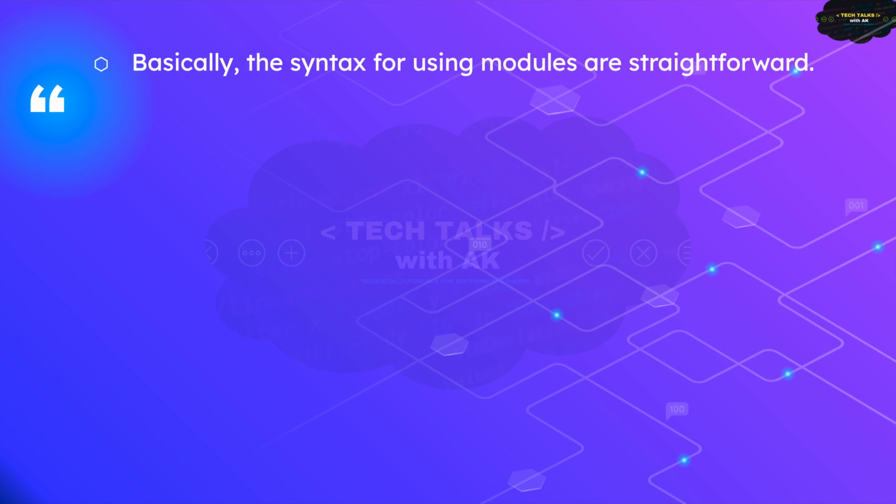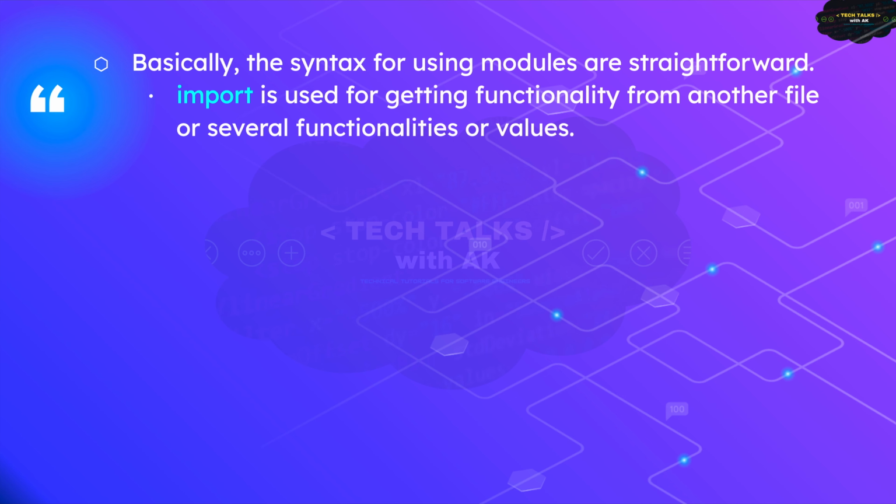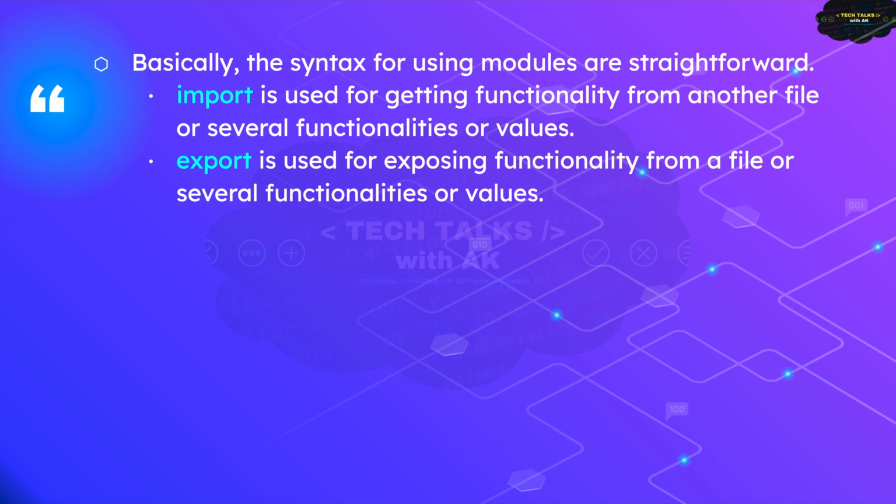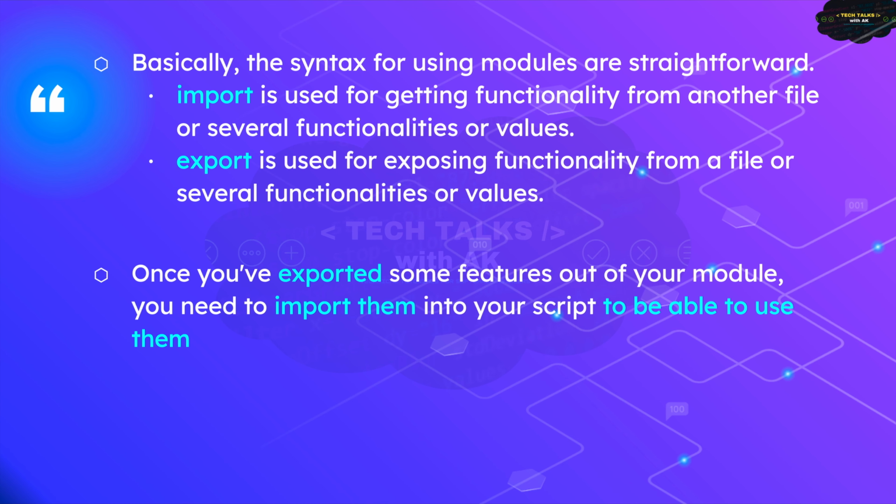The syntax of using ES6 modules is straightforward. We use import for getting functionality from another file, several functionalities, or several values or one value from another file. We use export for exposing functionality from a file, or several values from a file. So import is to import from another file, and export is to expose current functionalities to another file. Once we have exported some features out of our module, we need to import them into code so that we can use them in plain JavaScript code.